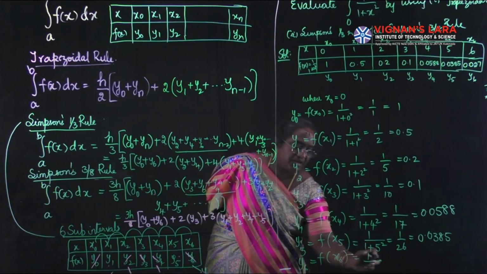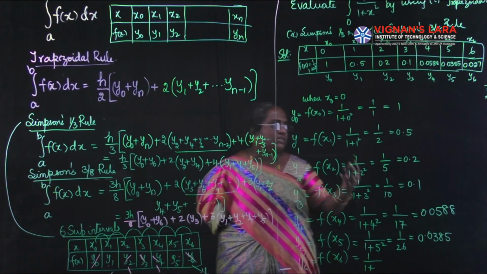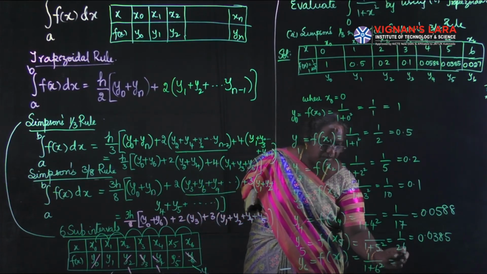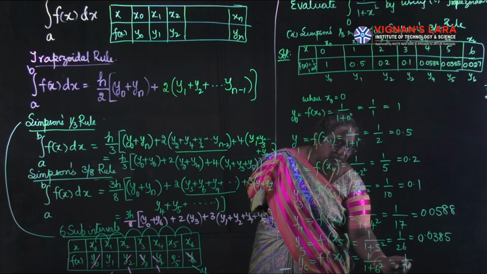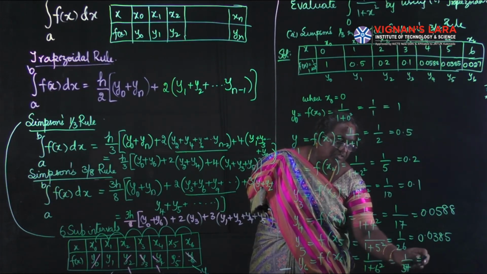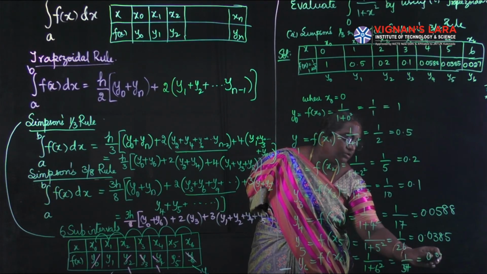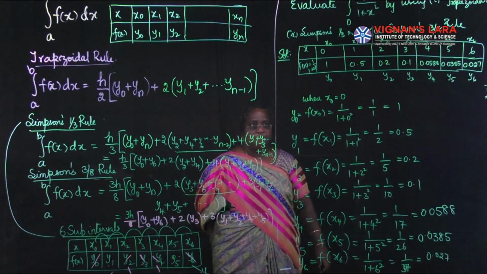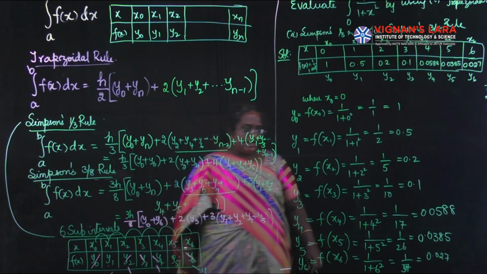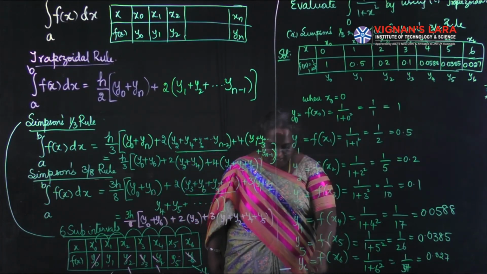Similarly y6 is f at x6. This is 1 by 1 plus 6 square. 6 square is 36 plus 1, it is 37. So its value is 0.027. Let us substitute these values in the formula and let us evaluate. Go through the tabular values.